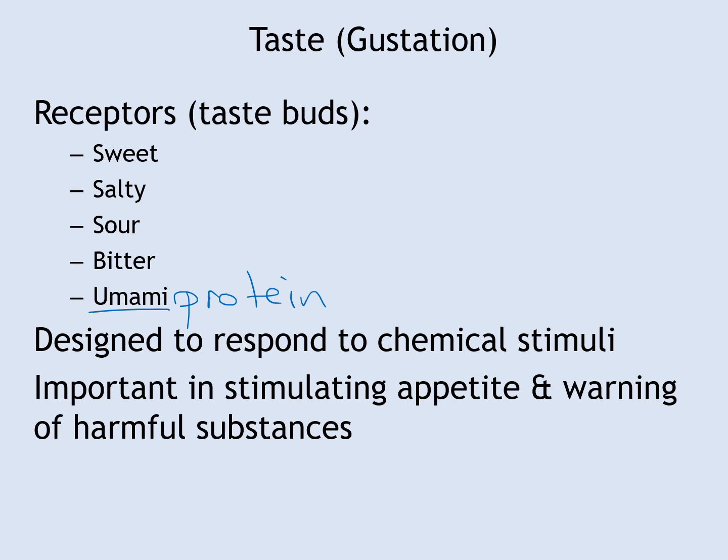Your most sensitive taste receptor, the one that responds the most quickly, is your bitter taste receptor. The hypothesis behind that is that most poisons we find in nature are bitter. So if you are very, very sensitive to bitter foods, that will tell you if maybe something is poisonous.